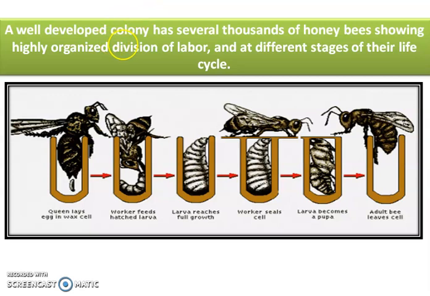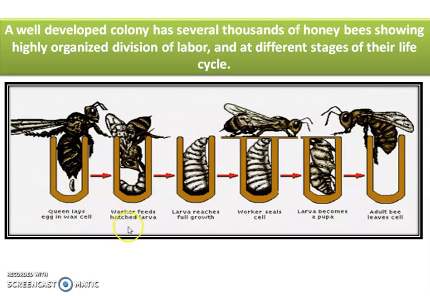According to division of labor also, you can differentiate them, plus they are at different stages of their life cycle. We'll come to how they are differentiated according to the division of labor, but before that, see the different stages of the life cycle. Queen bee is shown here, the largest one, laying egg. Here one egg is shown, but hundreds and thousands of eggs are laid by the queen bee.